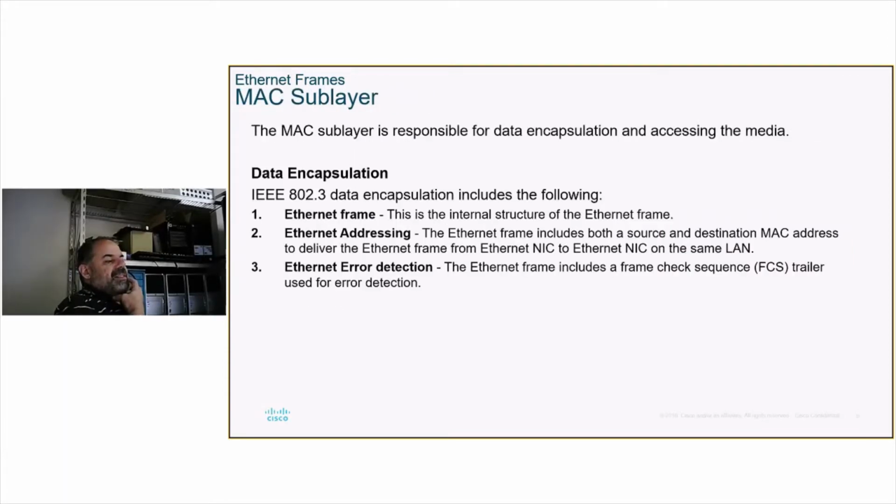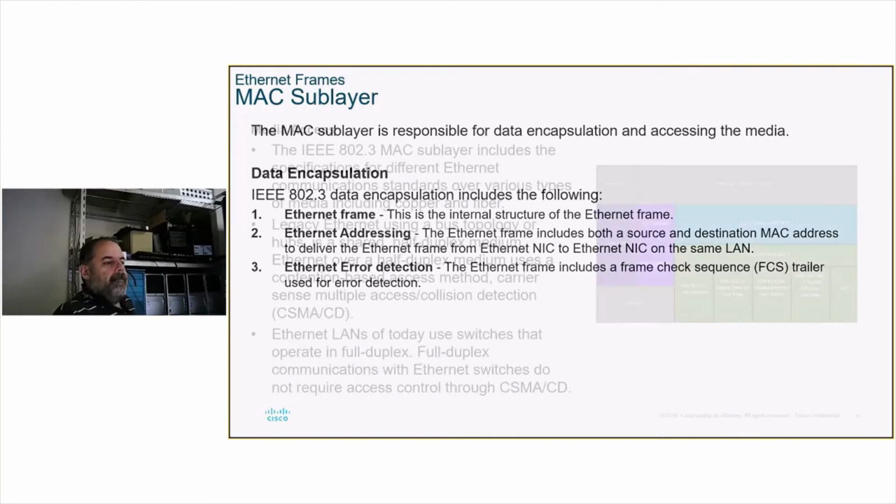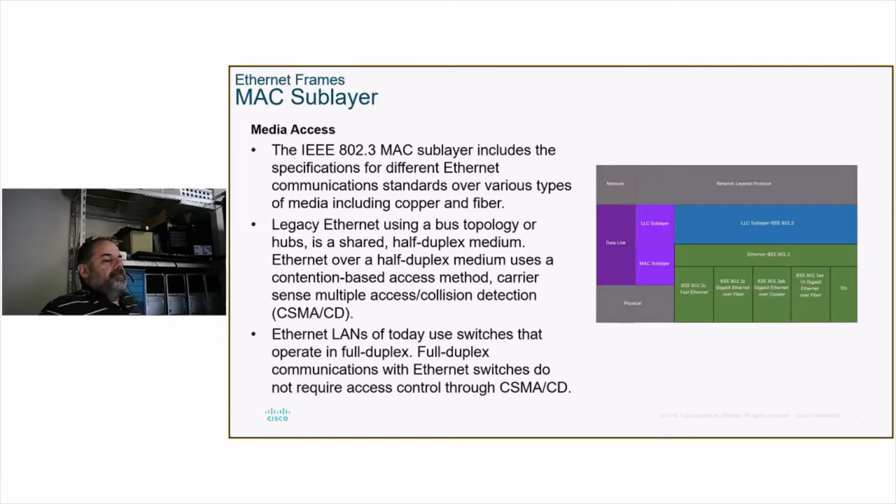All right, so the MAC sublayer is responsible for data encapsulation and accessing the media. The encapsulation, of course, includes the frame format, so how do we organize an Ethernet frame? The addressing as well, so source and destination MAC addresses, and error detection as well. So the frame check sequence, which is stored in the trailer, as we said.